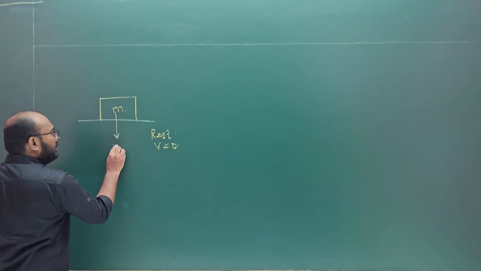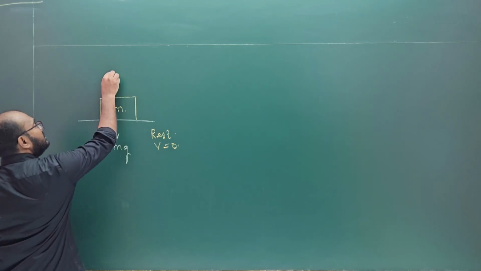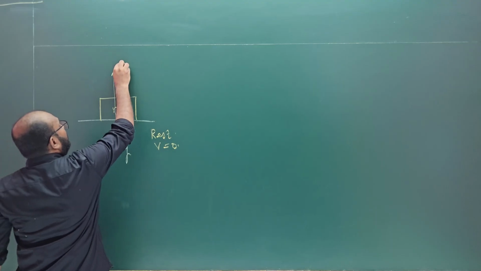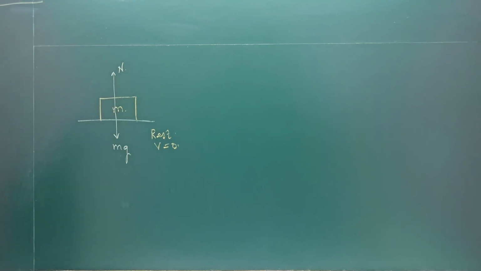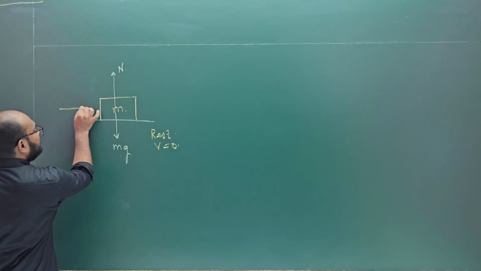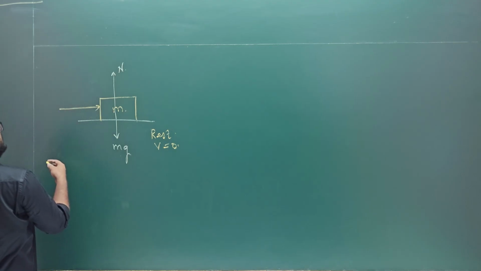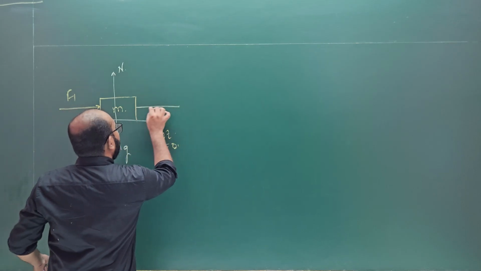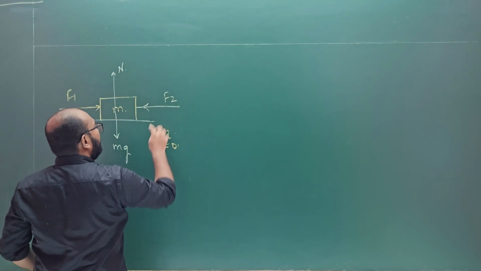Definitely one force, that is mg in the downward direction, obviously, which is equal and opposite in direction to the normal. Two forces are acting. Yes or no? Okay. Similarly, consider I added one more force in this direction, and I said this one is F1. Force F1, whatever the amount is. Similarly, I added one more force over here in this direction, let's say F2.